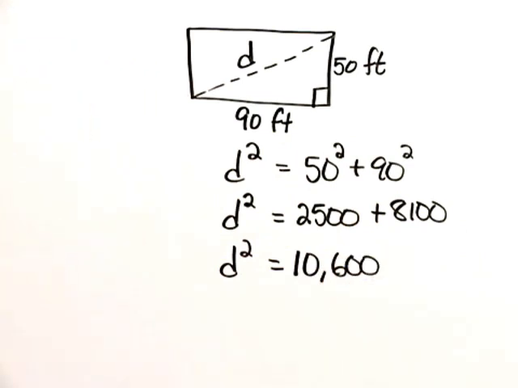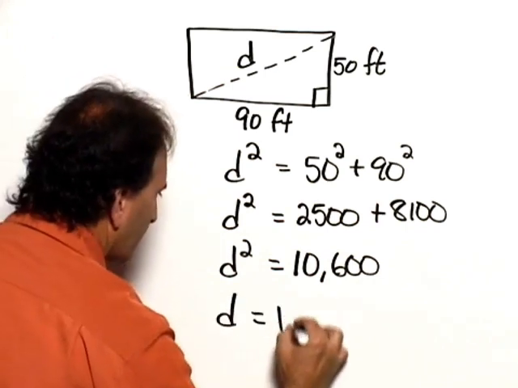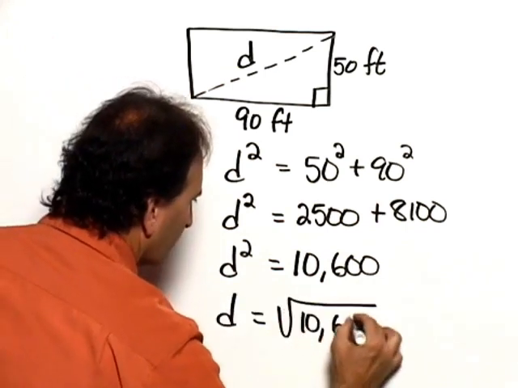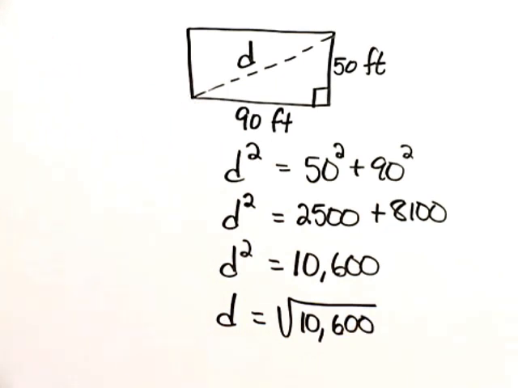And that means D squared is going to be equal to 10,600. And now to solve for D, we take the square root of each side. So D would be equal to the square root of 10,600. I'm only interested in the positive square root because, of course, this is a distance.